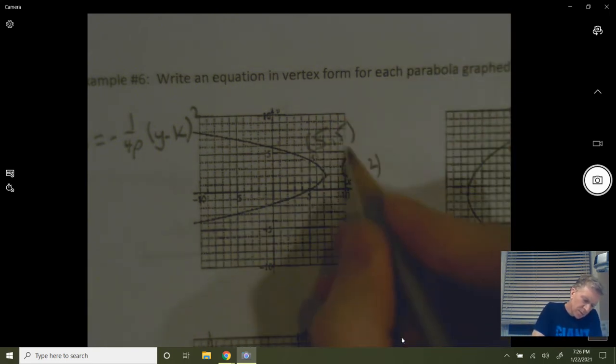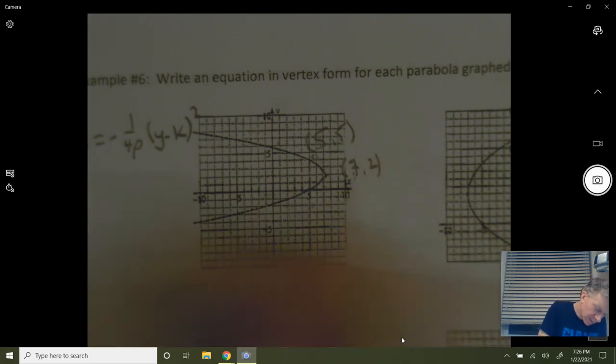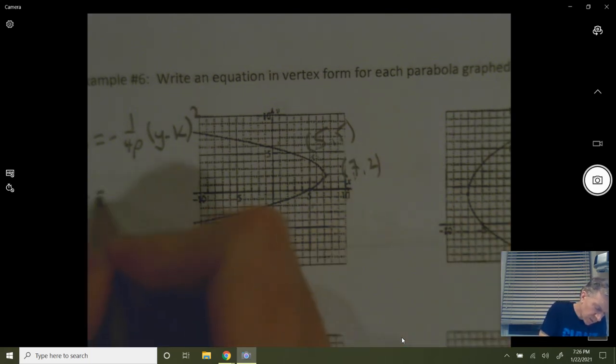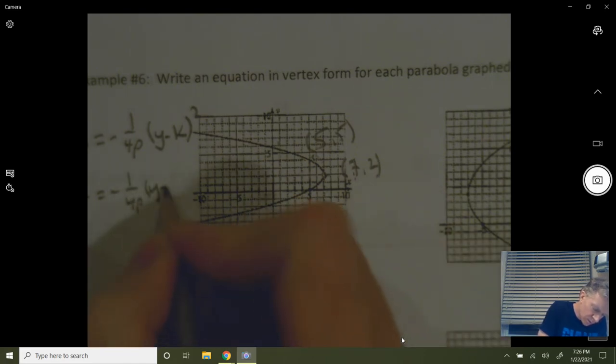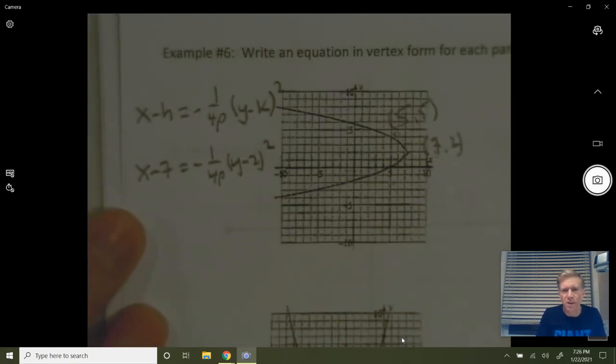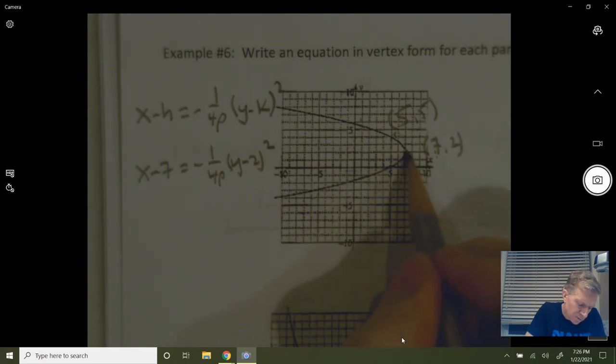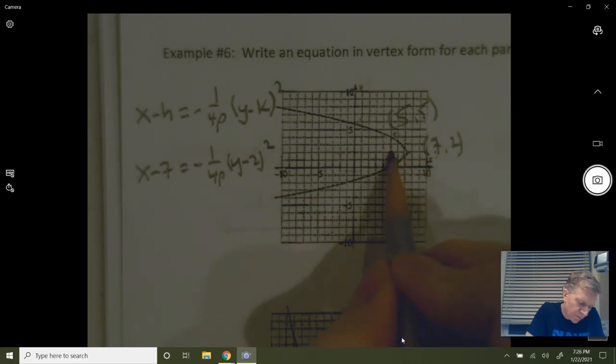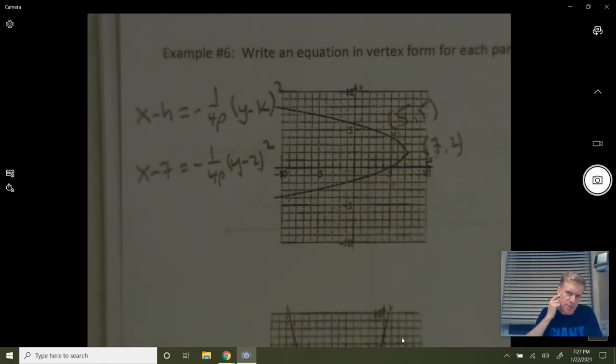So first I'm going to plug in this point, so x minus 7 equals negative 1 over 4p, and then y minus 2 squared. If I can find my p-value, I just plug in the p. It's kind of hard to count, to figure out what that p would be. I almost want to find a point. If I go 2 this way, I would have to go up 4 and down 4, since the focal radius is 2p. That doesn't quite work. It looks like it's going to be a little less than that.